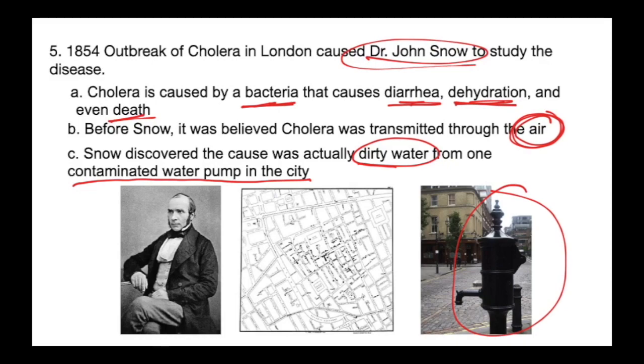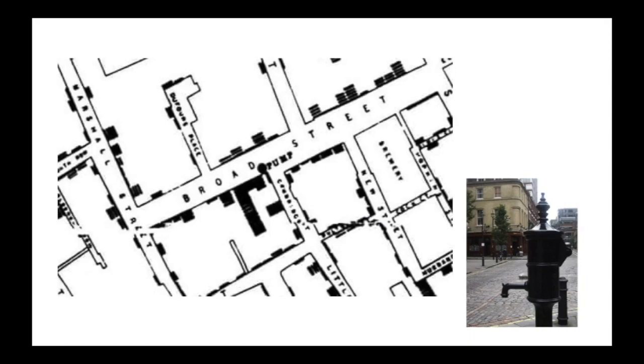So he used statistics to try to find out the source of this contamination. And he used this map. Now you can see this map here. I'll just show you what he did. This is kind of cool. So there's the pump. As a tribute to him, it's still there on the street. So here's the pump here. And here's what he did.